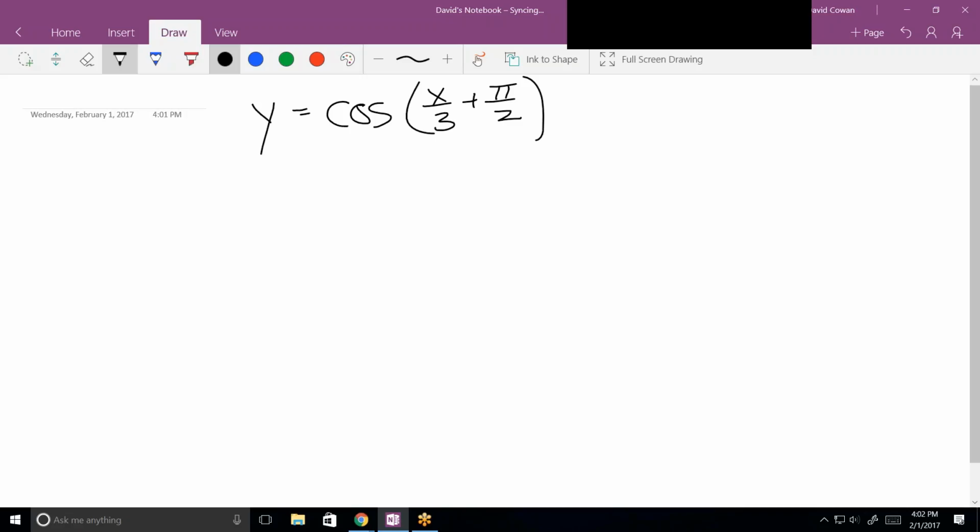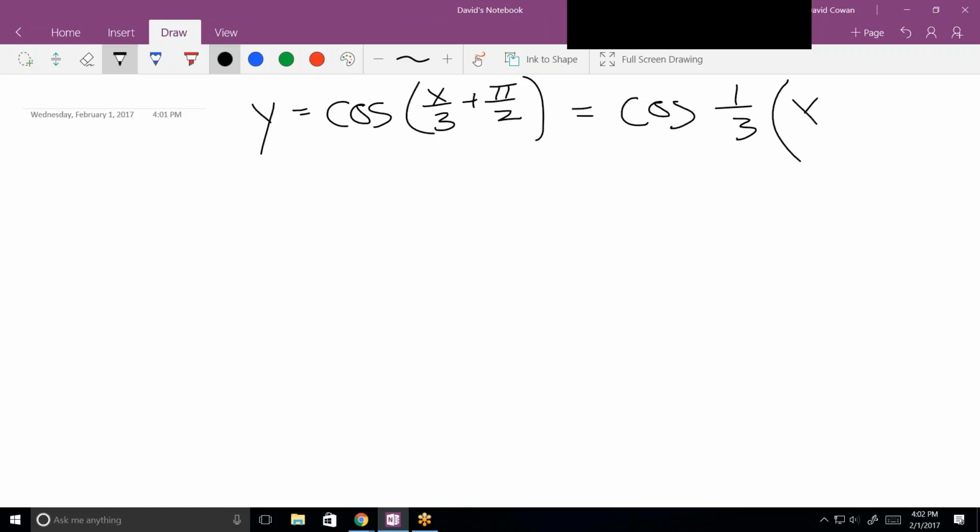Is the b inside or outside the parentheses? Inside. So the very first thing we really need to do is to get it outside. The reason is that pi over 2 is not our phase shift. We don't know what our phase shift is until that b is on the outside. The phase shift is pi over 2 divided by b. The simplest way to see it is to factor out the 1/3.